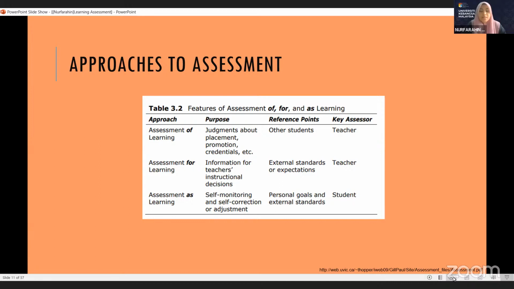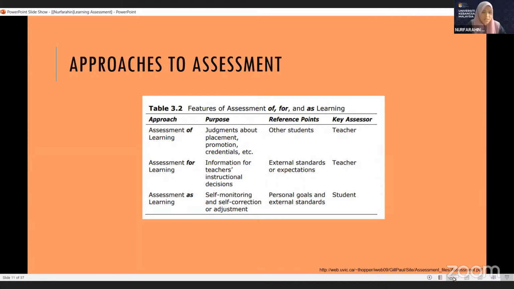The second approach is assessment for learning. So the purpose is to gather information so that the teachers can decide on how to improve their instructions, okay, their teaching, on which part of the teaching should be improved. So the reference points can be external standards or expectations. And again, the assessor is the teacher him or herself.